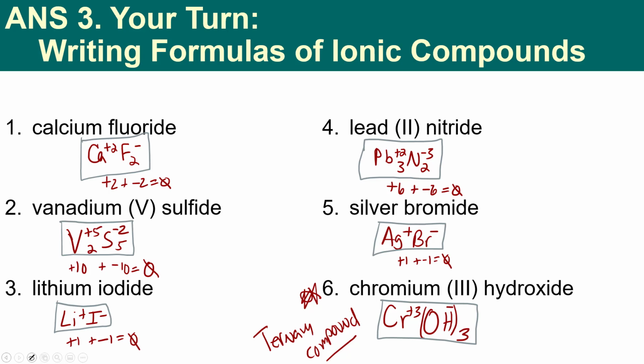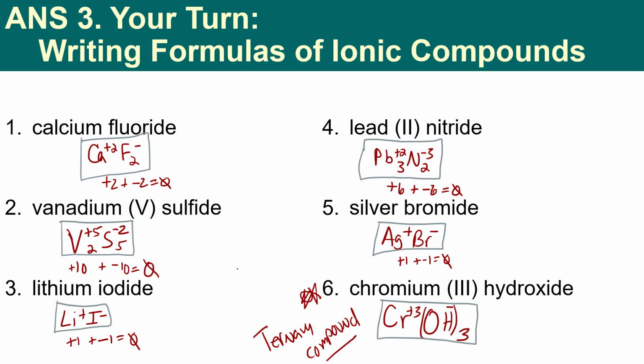All right, if you did this correctly, here is what you should have gotten. Numbers 1 through 5 are binary ionic compounds, and you can see the way that I did the bookkeeping underneath all of these, where I was doing a little bit of algebra in order to figure out where I needed some subscripts to be placed in order to make my compound neutral.